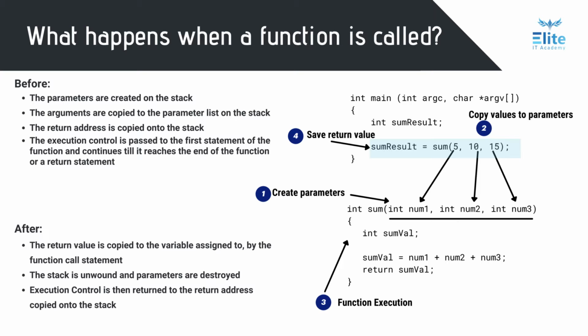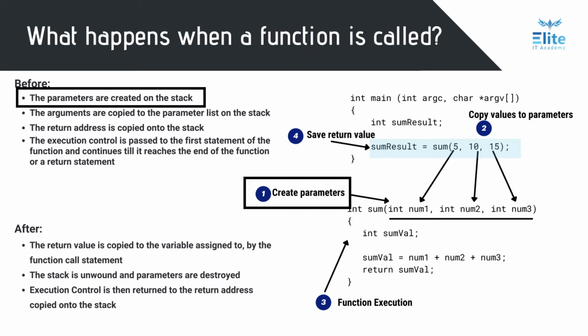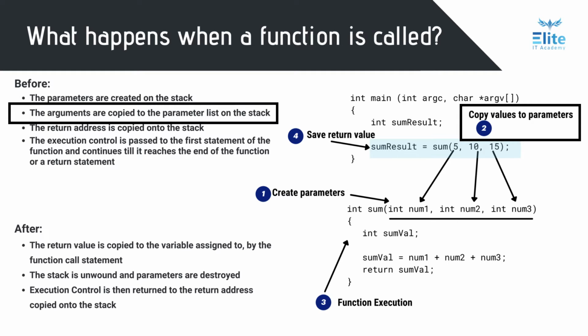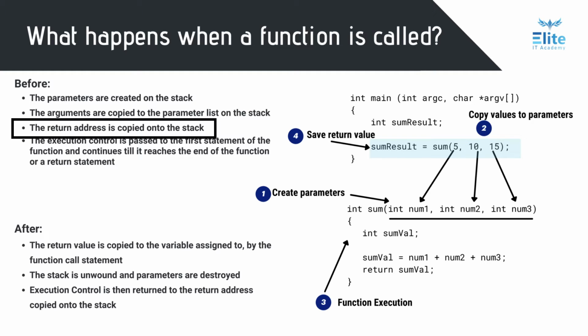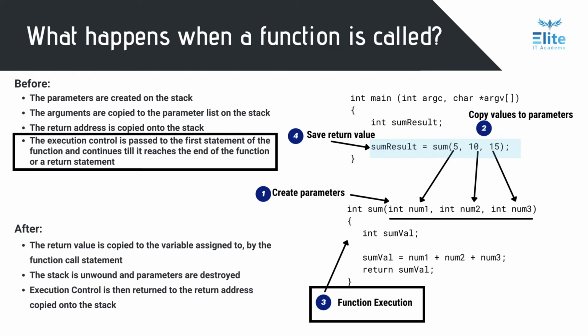When the program execution encounters a function call, the parameters defined in the parameter list are created on the stack. Then each argument value is copied to the newly created parameters. The return address of the following statement after the function call is then pushed to the stack. Then the execution control is transferred to the first statement in the called function's body.